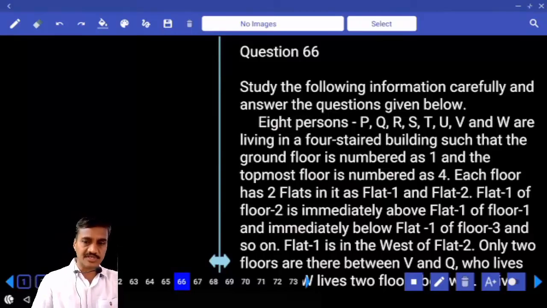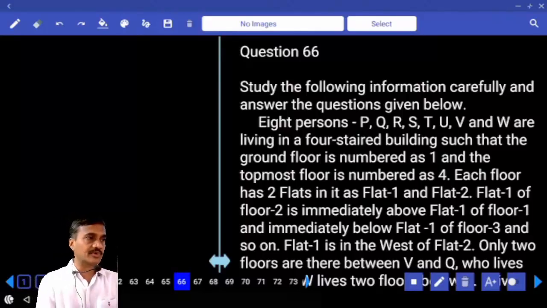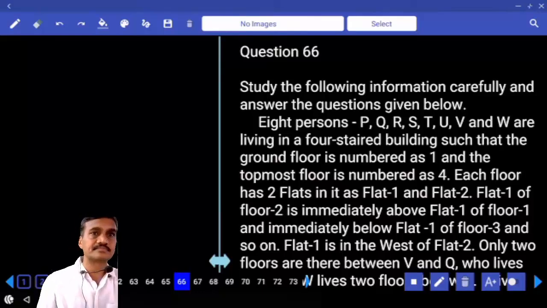Now 8 persons are there, they are living in a 4-story building such that the ground floor is floor number 1 and so on. Now floors from come flats. Now first priority you will do, second priority you will do.